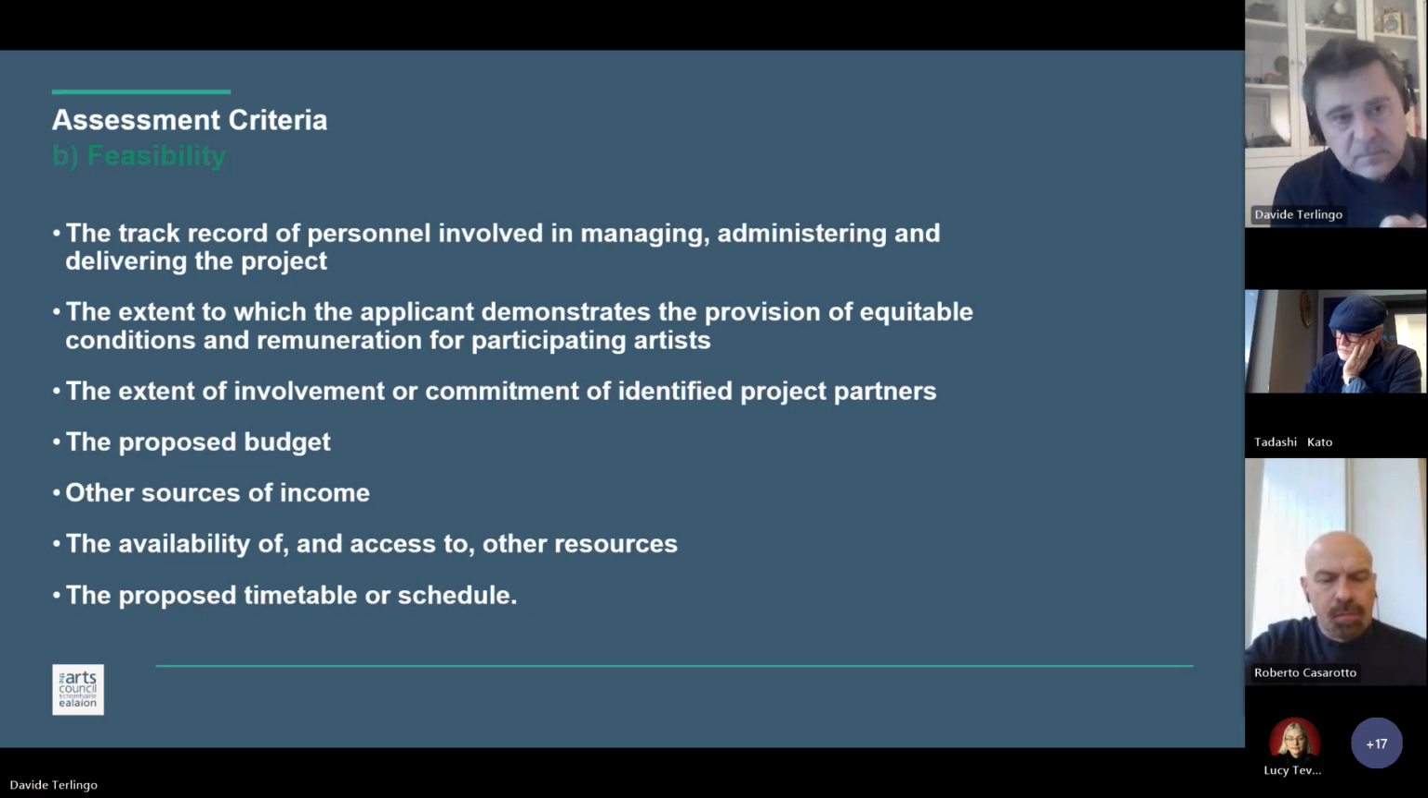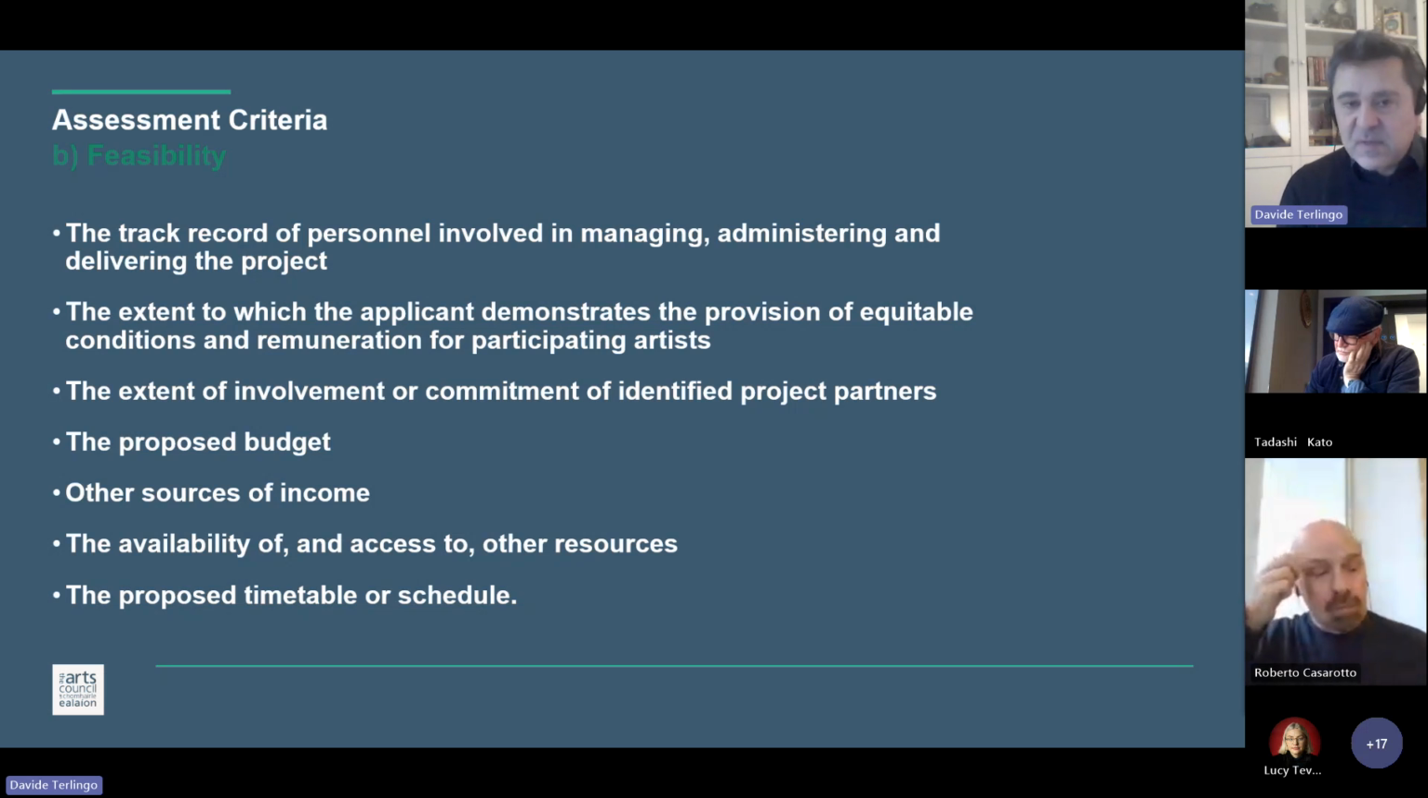The proposed budget will help us to obviously have a sense of the financial planning. Other sources of income, because usually we consider that a good sign of sustainable, good financial planning. And the availability of other resources, so not just financial resources, but also a sense of whether you have the right structures in place to deliver the activities that you are proposing, studios or administrative resources, and so on. Because we want to make sure also that the artists involved are given an environment that is suitable for what they are asked to do or deliver.